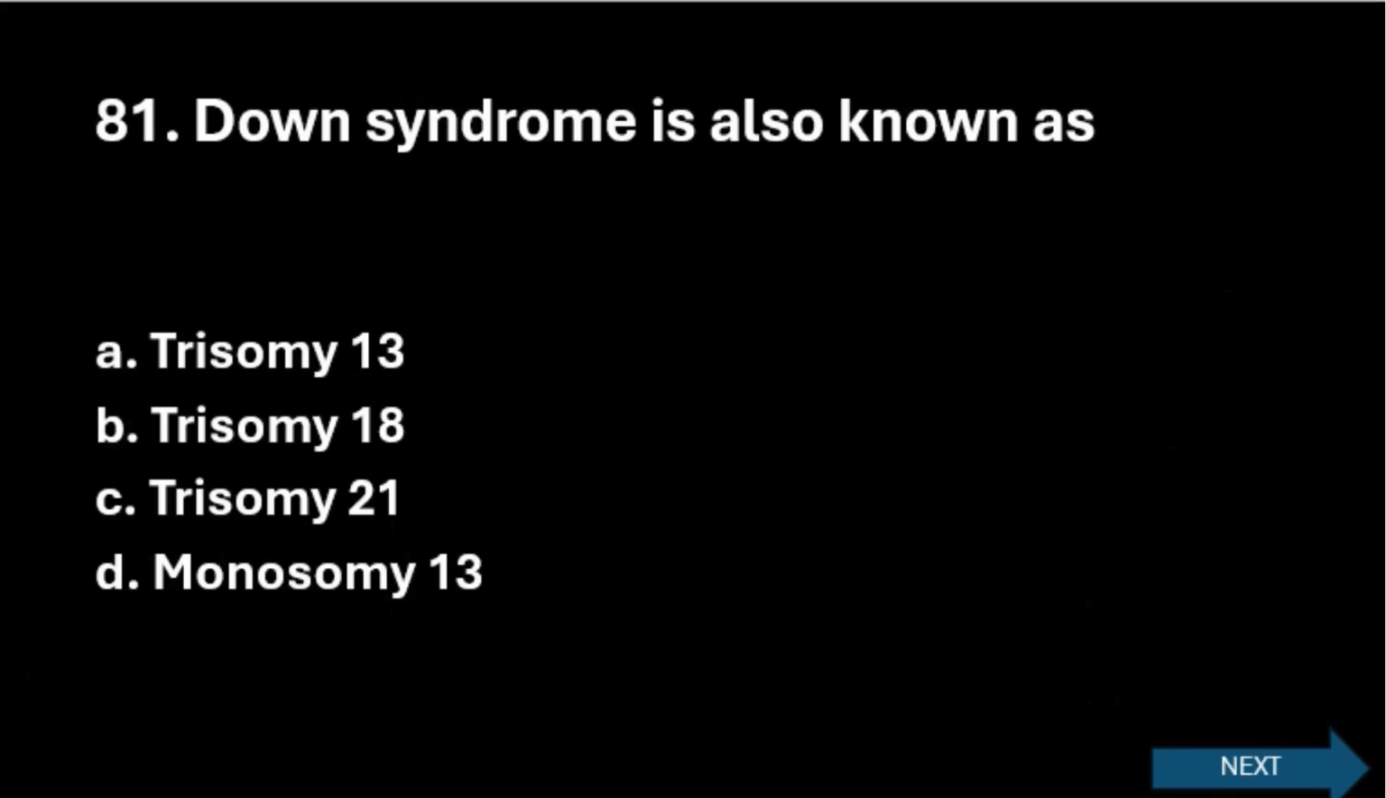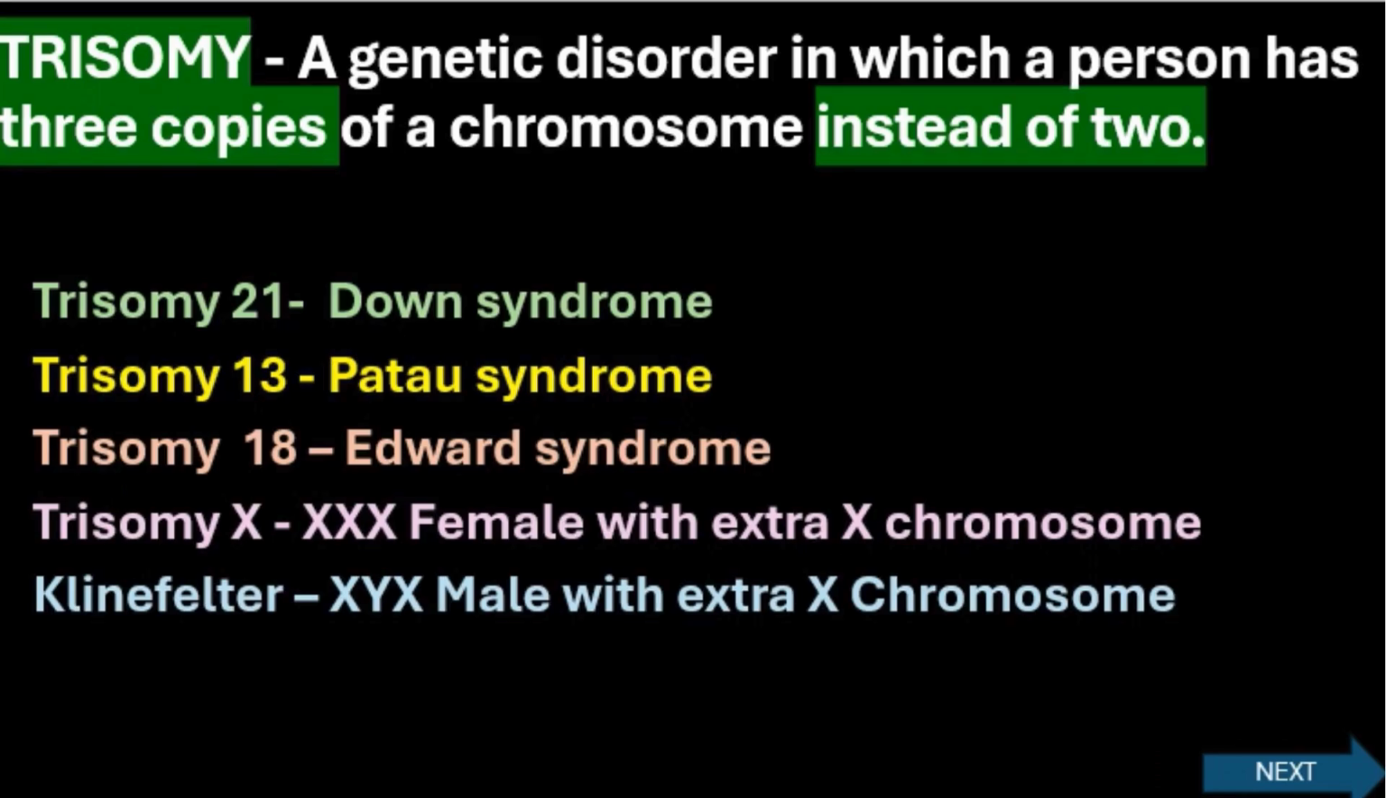Down syndrome is also known as option A, trisomy 13, option B, trisomy 18, option C, trisomy 21, option D, monosomy 13. Here the right answer is option C, trisomy 21. Let us see the trisomy. Trisomy is a genetic disorder in which a person has 3 copies of a chromosome instead of 2. Normally it will be 2, but here it will be 3.